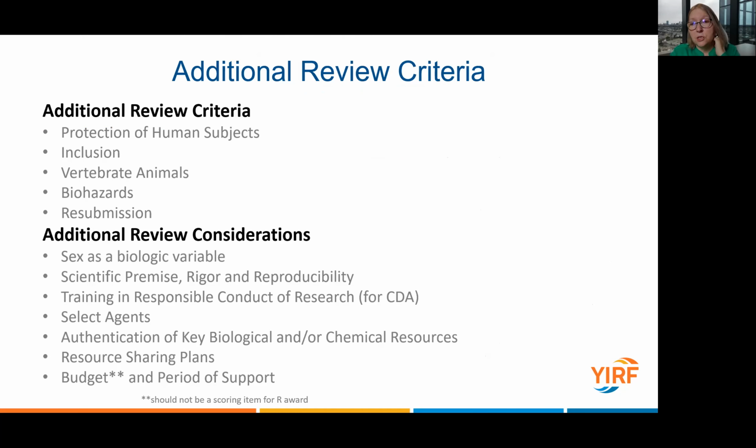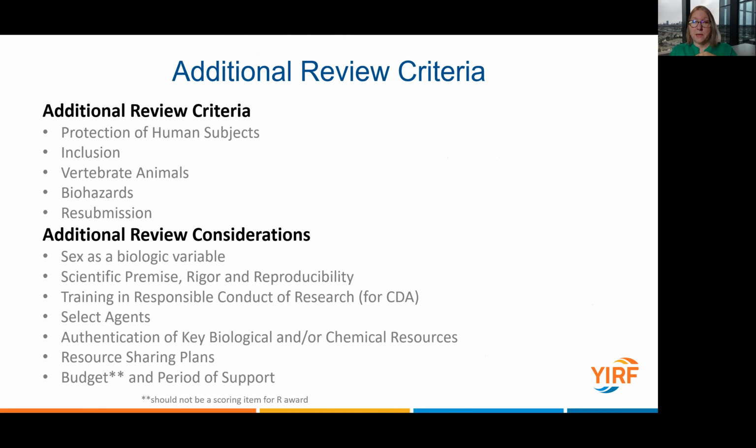And in addition to those criterion, there are other areas that you'll have to attend to in submitting your application that are considered. They include your section on protection of human subjects, your inclusion criteria for children and minorities and women, protections of animals and biohazards, and if it's a resubmitted grant, your response to the original submission.